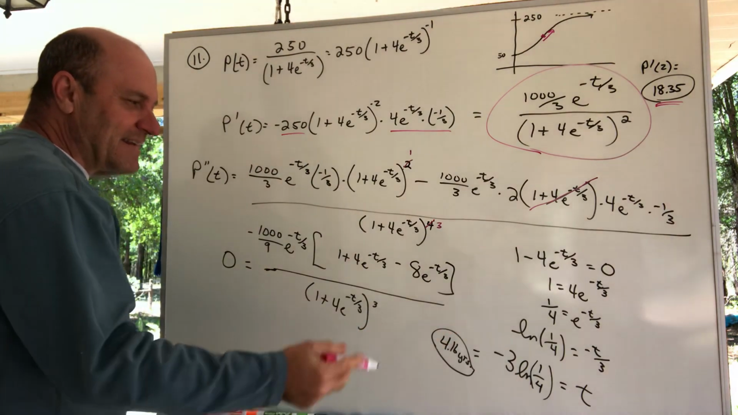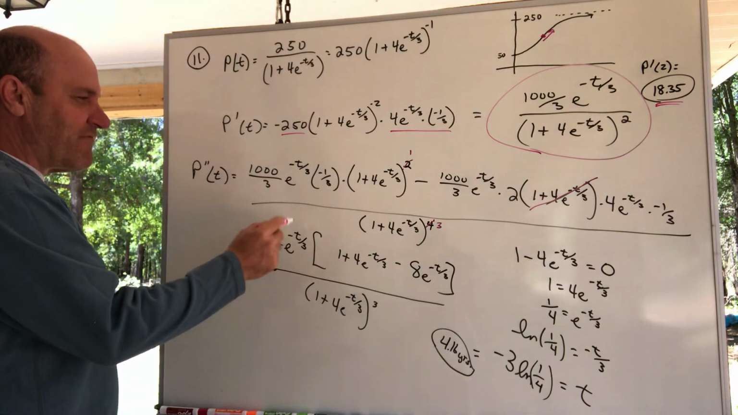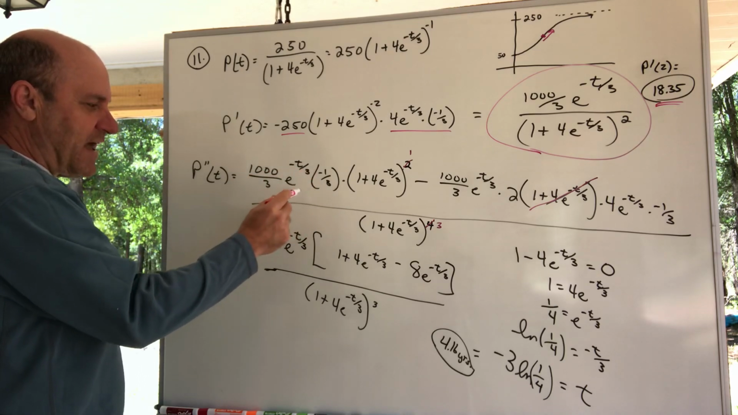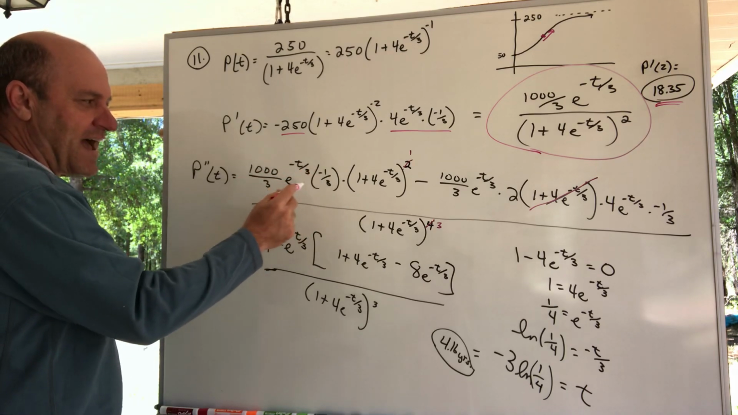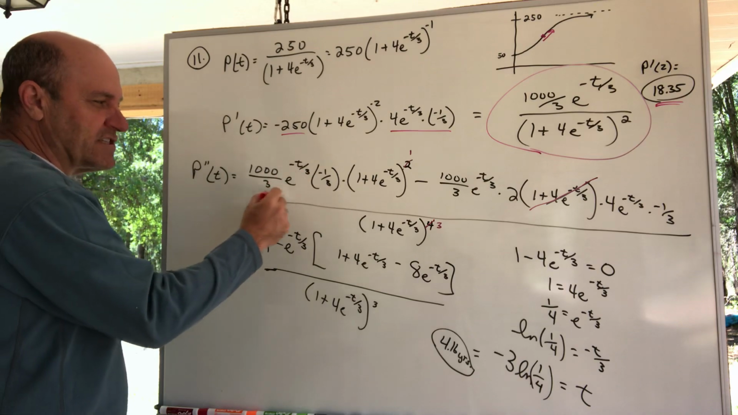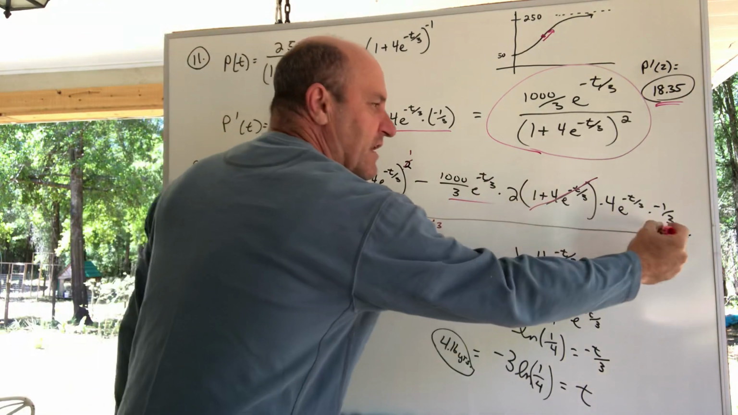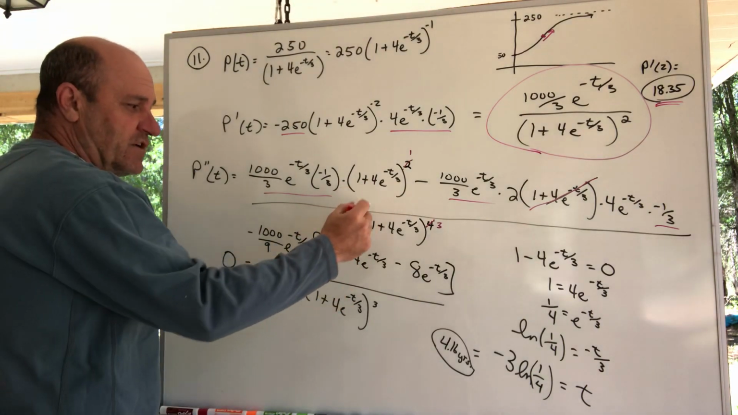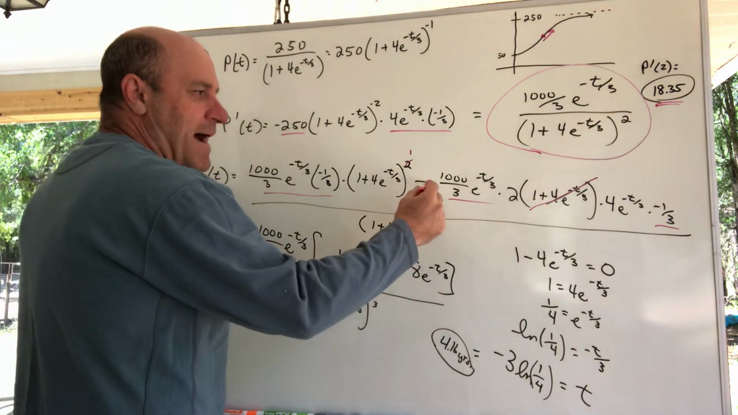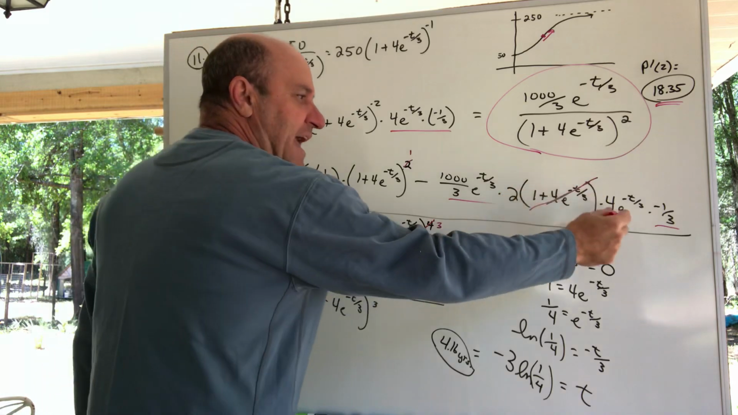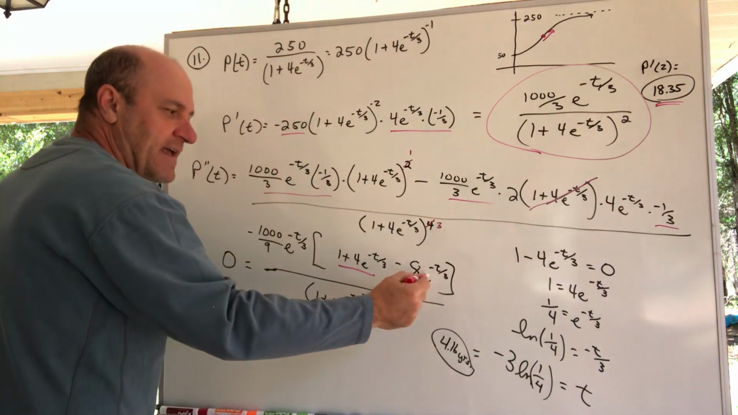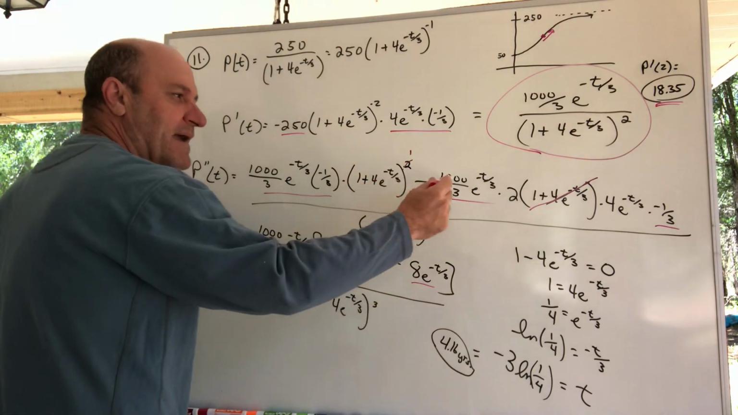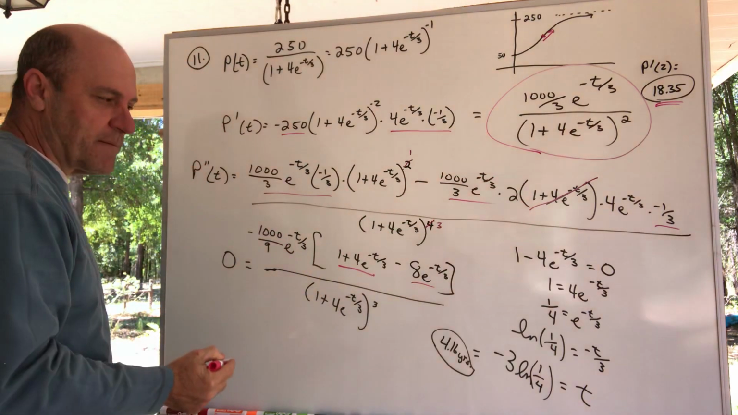And then I did some fancy factoring. I factored out negative 1,000 over 9, e to the negative t over 3. I saw it here, I also see it here, so I factored it out. That left me with this term, minus whatever's left over here, 8e to the negative t over 3. It left me with this term minus this term, with this factored out front.